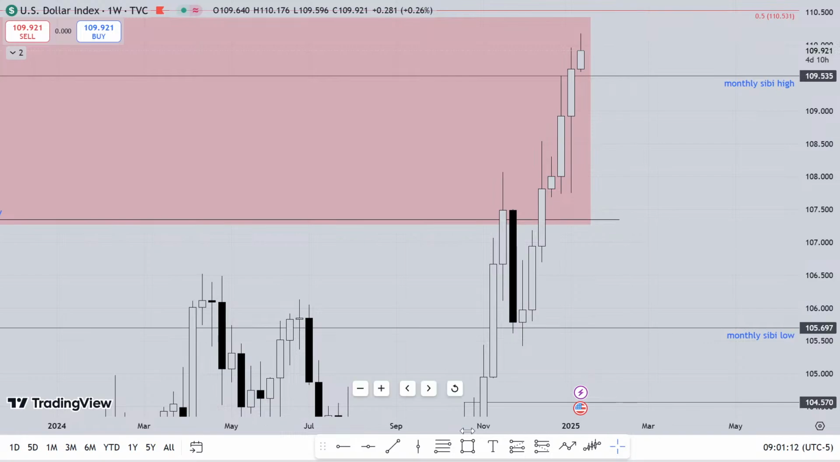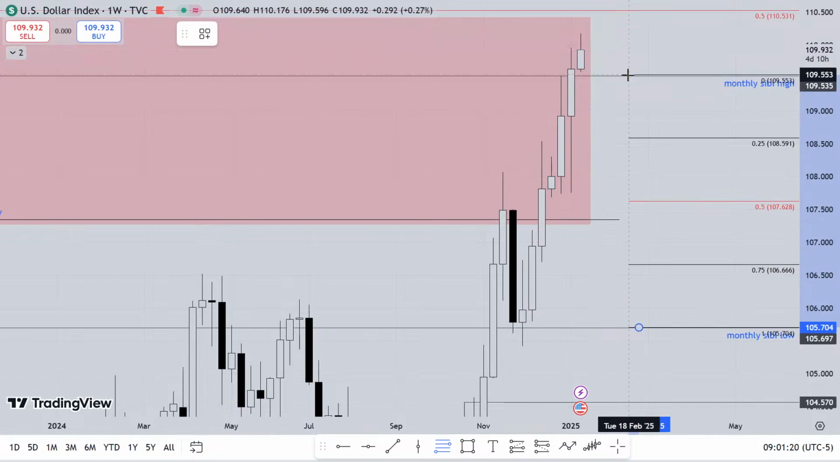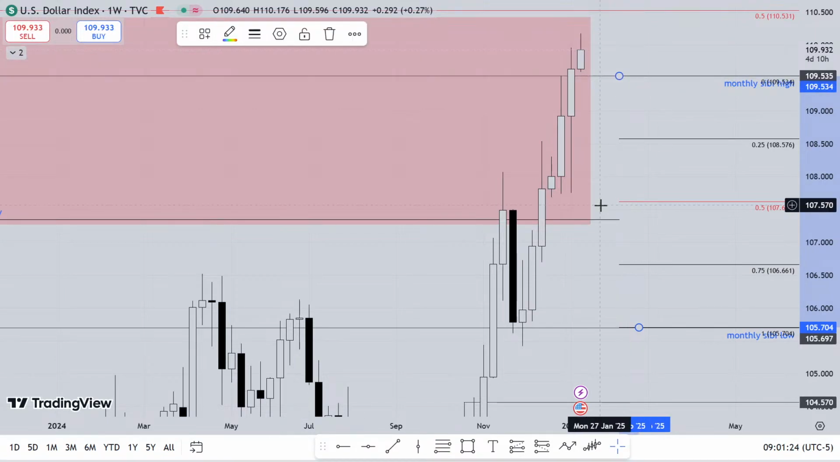So when you take your fib and you indicate the midpoint of the low of the CB and the high of the CB, which is the monthly, we are currently talking about the monthly, this here is your consequent encroachment.